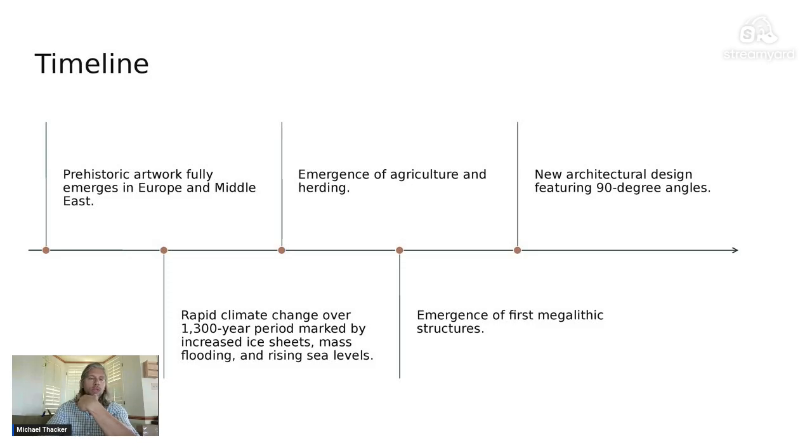So prehistoric artwork fully emerges in Europe and the Middle East, beginning at 40,000 BC, which again marks the beginning of the Upper Paleolithic, and it goes until about 10,000 BC. These are just a brief timeline overview, and we'll go into a little bit more detail as we go through this. But all of a sudden, artwork began to flourish in abundance and in precision as well during that particular time.